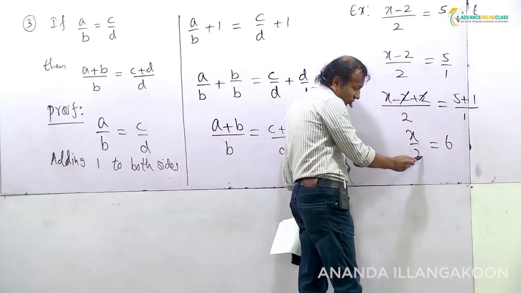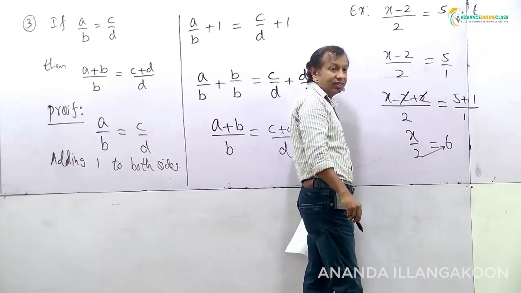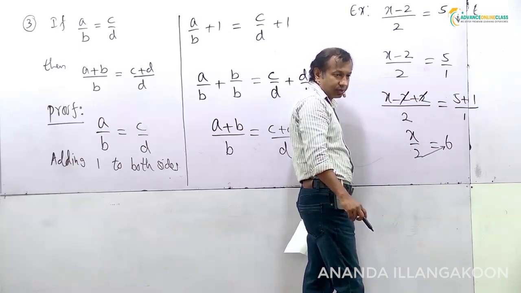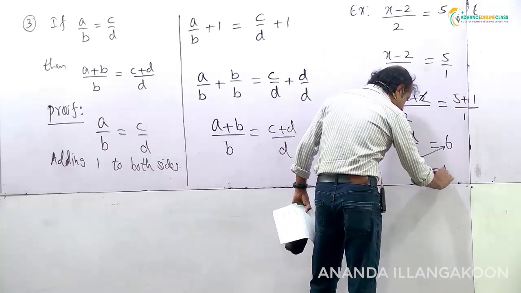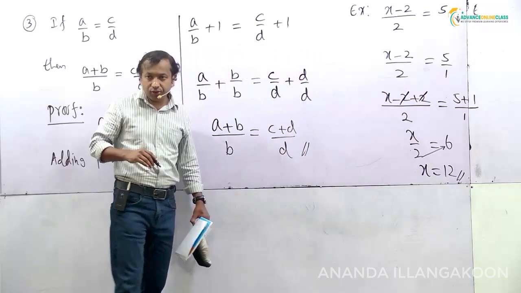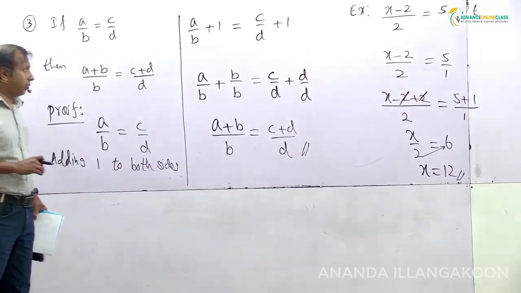Now we can use cross multiplication this way. Then we get the same answer we expected, 12, no? 2 into 6 is 12. Understand? Yes? Right. Okay, x is 12. Okay? This is how we use this result in this case to get the answer. Understood? Right. Then come to this.